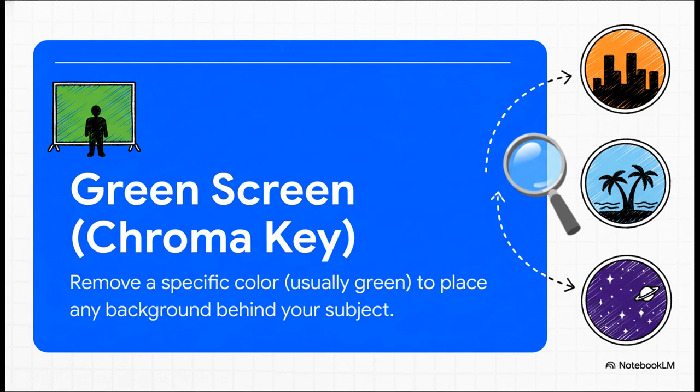It's the green screen effect, or chroma key. You can film yourself in front of a green background and then use this tool to completely remove it and transport yourself literally anywhere you want. A beach, a cityscape, you name it.